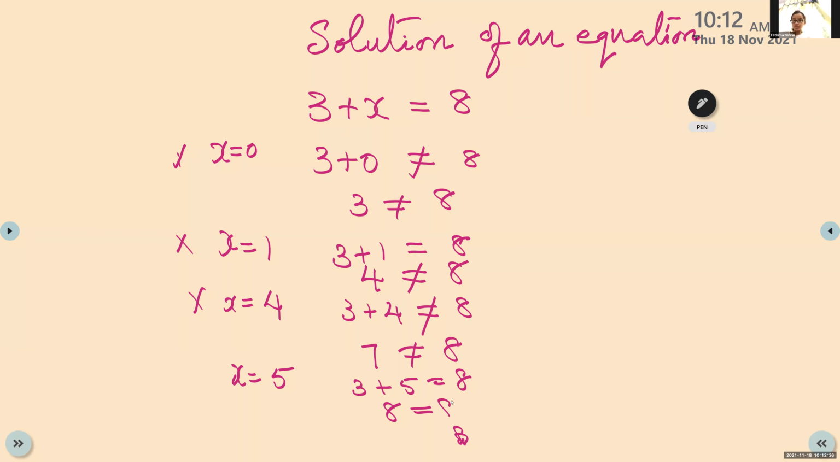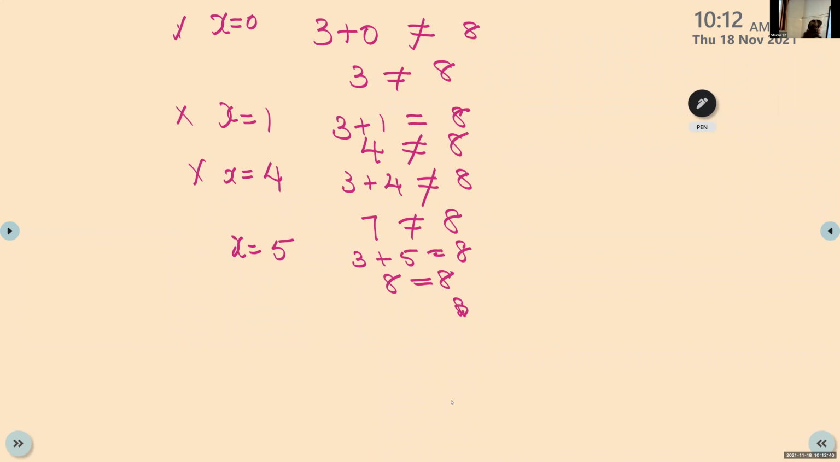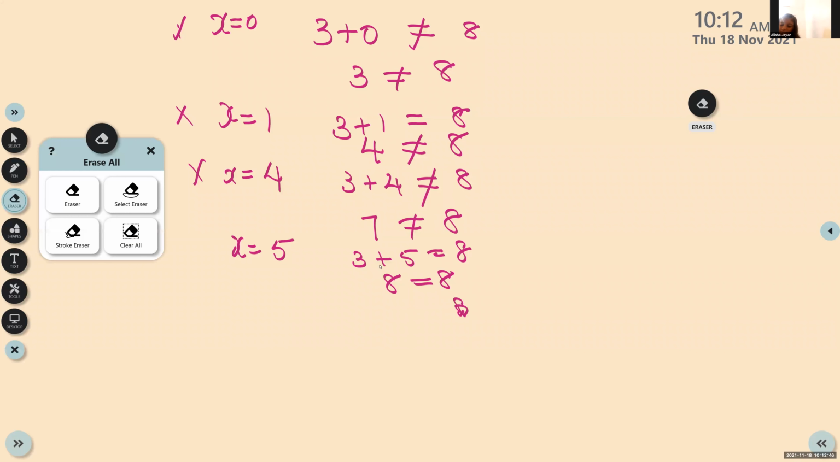So the left hand side, you know what is left hand side and right hand side, isn't it, children? In the previous class, we have discussed what is left-hand side and right-hand side. So now my equation was 3 plus x is equal to 8. Here, this side is known as LHS, left-hand side, and this side is known as RHS, right-hand side.